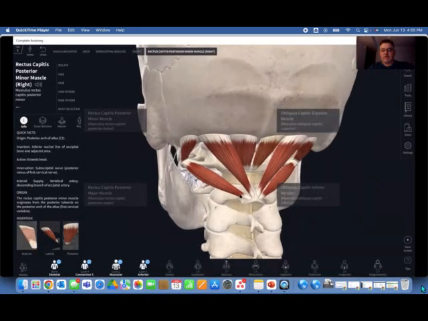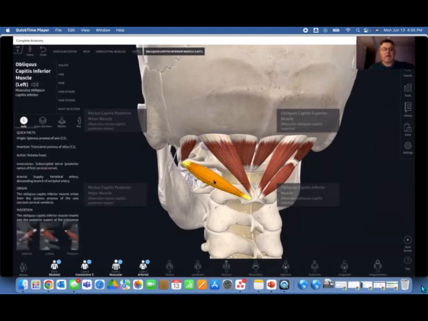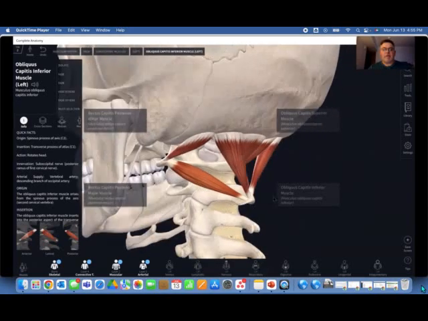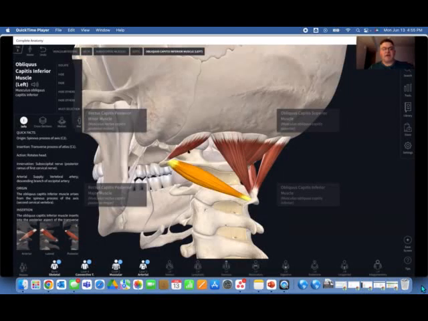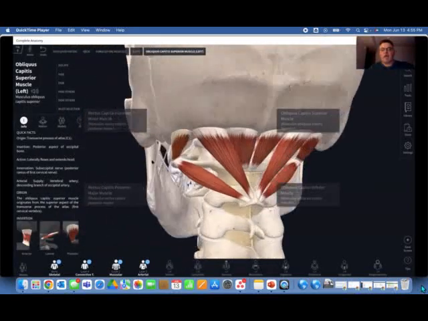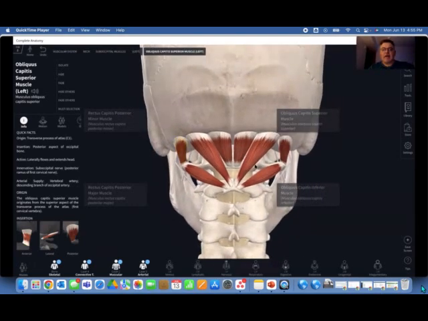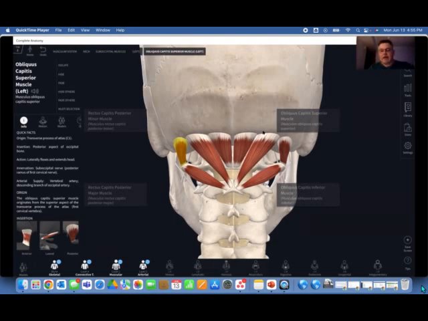You can see on the spinous process of C2, we have both rectus capitis posterior major and obliquus capitis inferior attached to that. And then there's a common attachment of obliquus capitis inferior and obliquus capitis superior on the transverse process of C1. And then we have a very common line of attachment at the inferior nuchal line on the occiput.